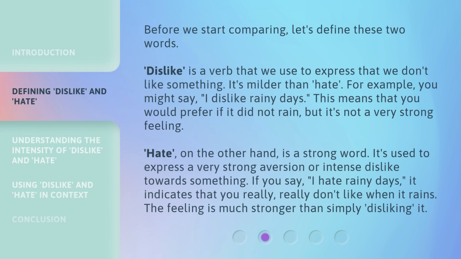Before we start comparing, let's define these two words. Dislike is a verb that we use to express that we don't like something. It's milder than hate. For example, you might say, I dislike rainy days. This means that you would prefer if it did not rain, but it's not a very strong feeling.